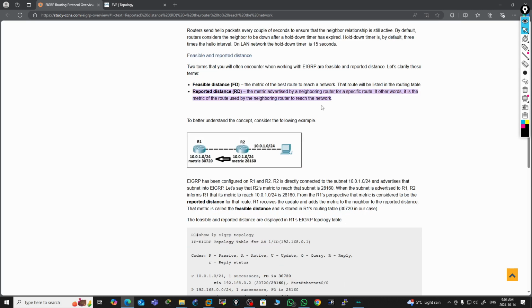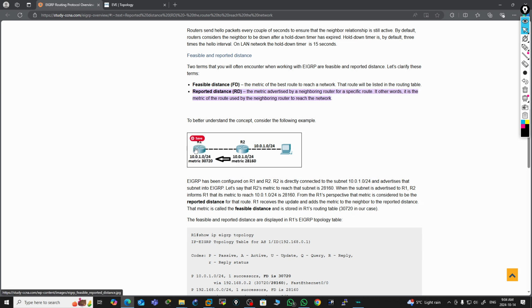Another concept that is very much used in EIGRP is the concept of feasible distance and reported distance. Let's say this router R1 wants to get to this PC. The PC's IP address is 10.0.1.1. So there's a concept of feasible distance and the reported distance.